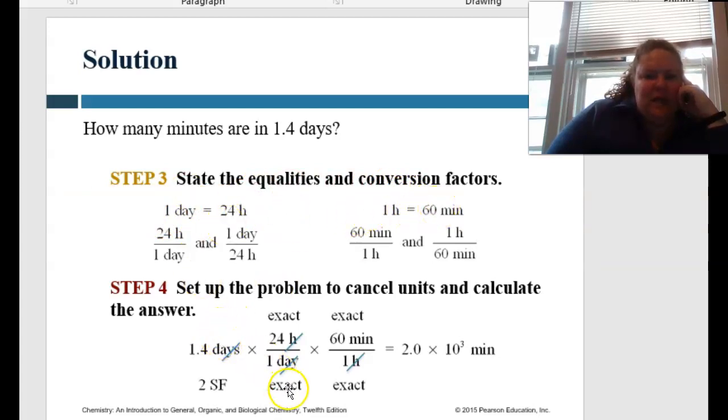Set it up so that we can cancel. Days cancel days. Hour cancels hour. We end up with minutes. And what do we end up doing? 1.4 times 24 times 60, divided by 1. And then that gives us our answer. And then we have the two significant figures from the original. So that's why we end up with 2.0 times 10 to the third minutes.